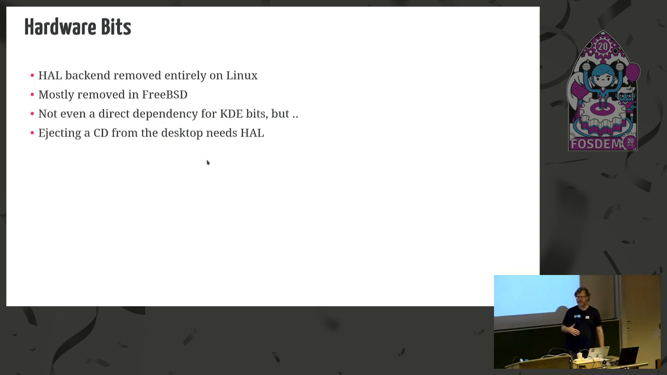The HAL backend on the Linux side in the KDE code base has been removed entirely, because nobody uses that anymore. They have better things, namely udev. It's been almost entirely removed for the FreeBSD side, except for one little bit, and that's ejecting the CD. So that's why we have a package message saying, turn on HAL.